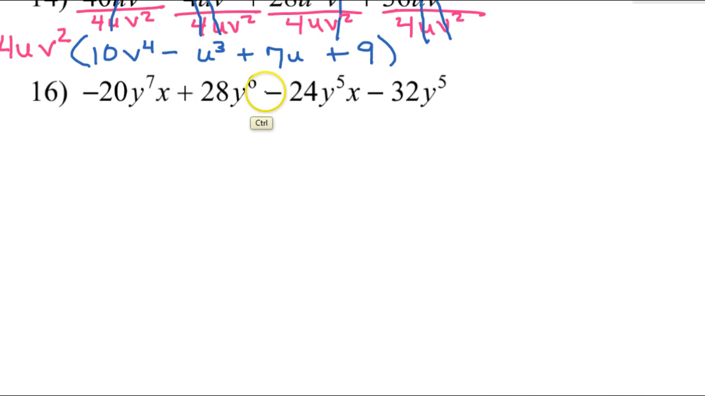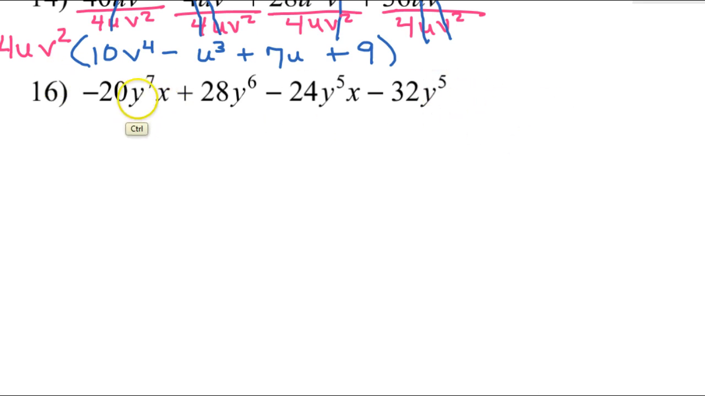All right, number 16. I see variables all over the place. Does every term have an x? No. There are a couple of terms that have no x's. That means that x will not be a part of the greatest common factor. Does every term have a y? Yes, all of the terms have y's.